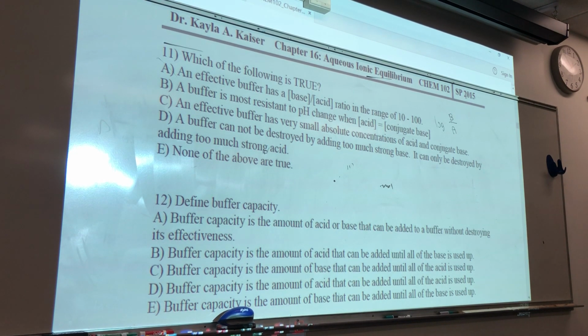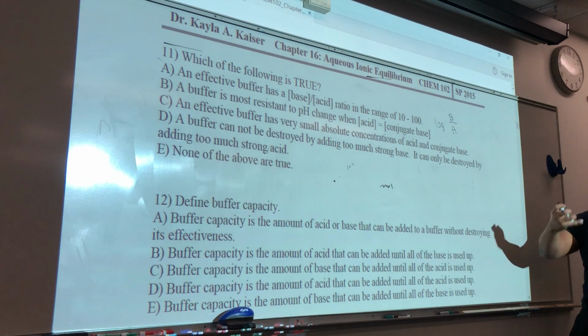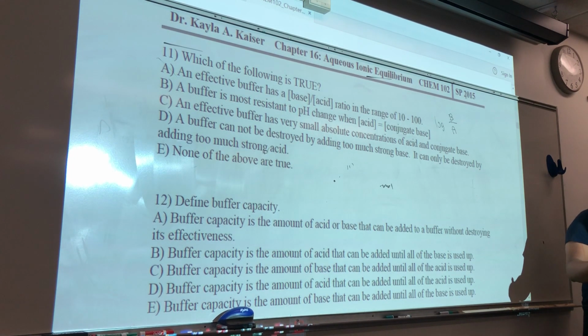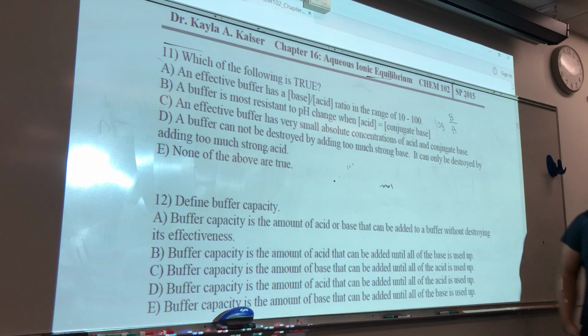An effective buffer has very small absolute concentrations of acid and conjugate base. No, it's the opposite, right? You want these to be pretty close to each other, but you also want large concentrations of both, because you want to be able to resist large amounts of acid or base. So you would need a large amount of them. Right? Cool.